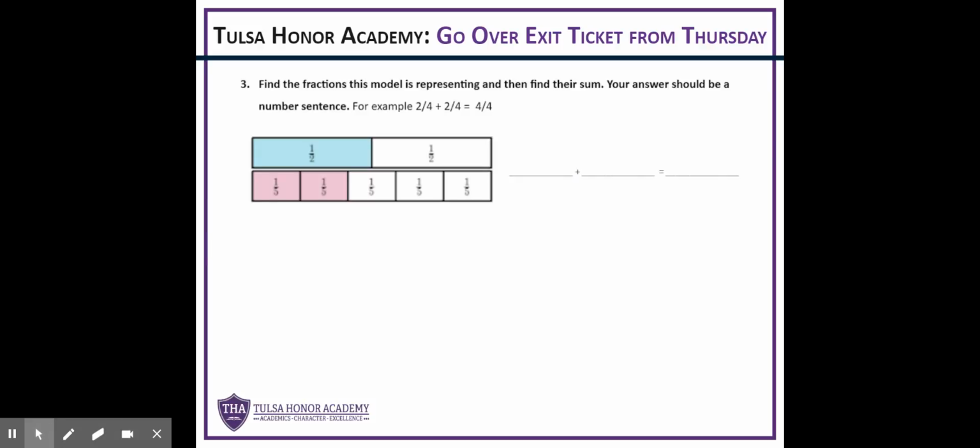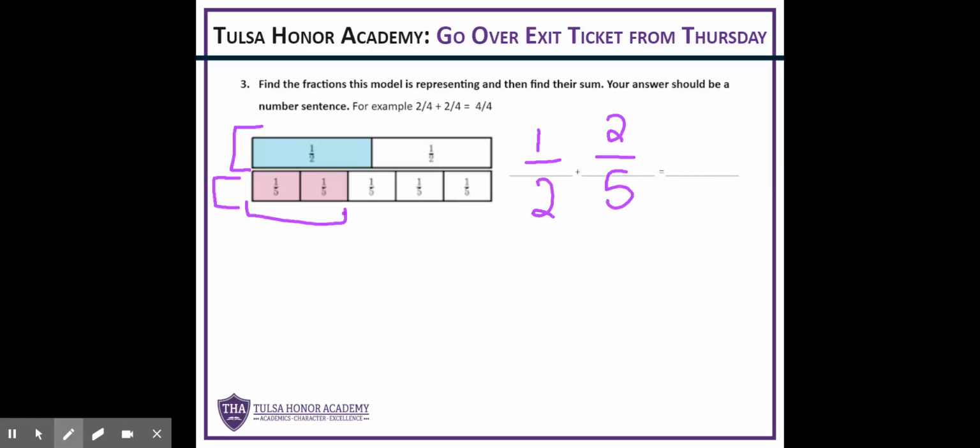Next, we have our number 3. So a lot of people got this question wrong. We're writing a number sentence. So this model is representing, find the fractions this model is representing, and then find their sum. Your answer should be a number sentence. So this first one is representing halves, and this next one is representing fifths. So for that first half, only 1/2 is shaded. So our first fraction is 1/2. 2 of these are shaded, so it's going to be 2/5.